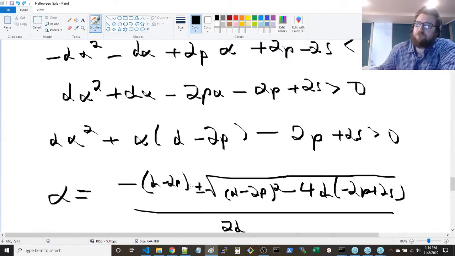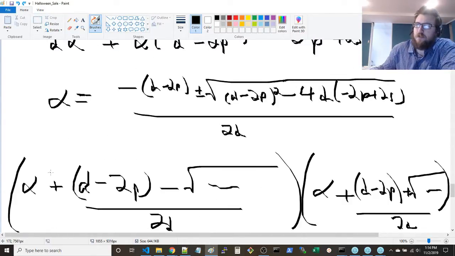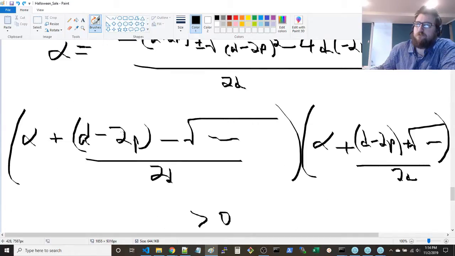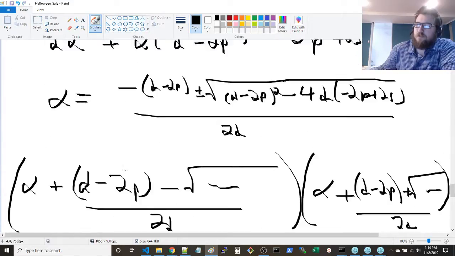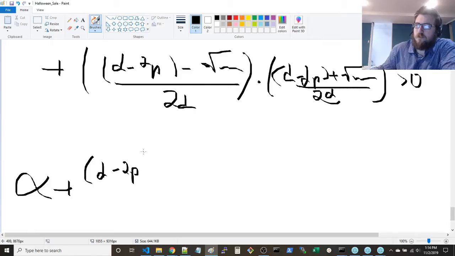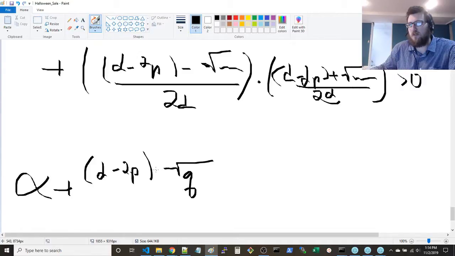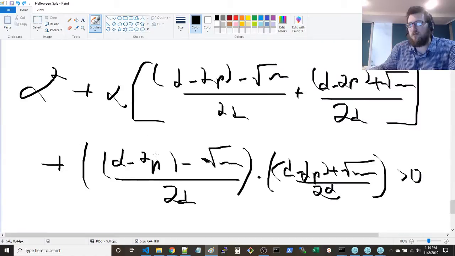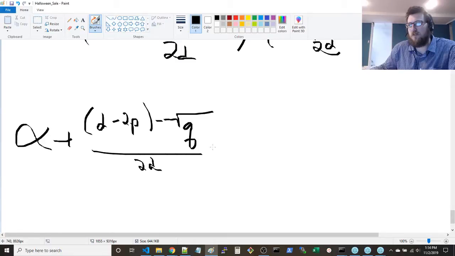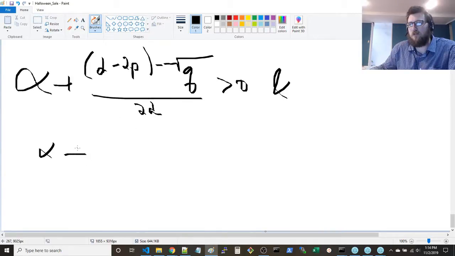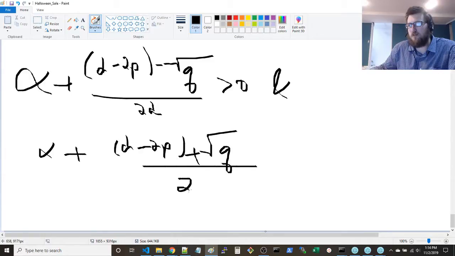So we have alpha plus d minus 2p minus this, call it q, minus square root of q over 2d greater than 0, and alpha plus d minus 2p plus the square root of q over 2d is greater than 0.